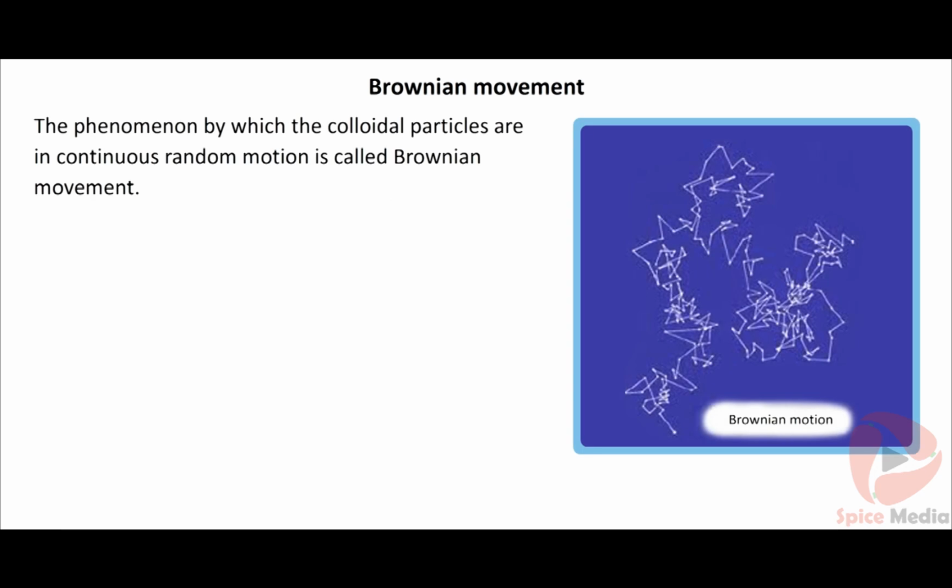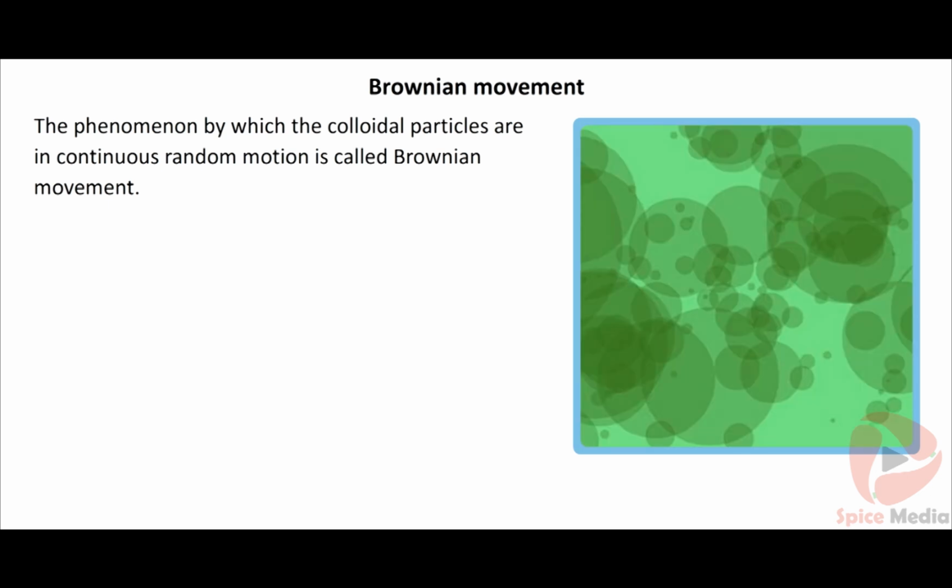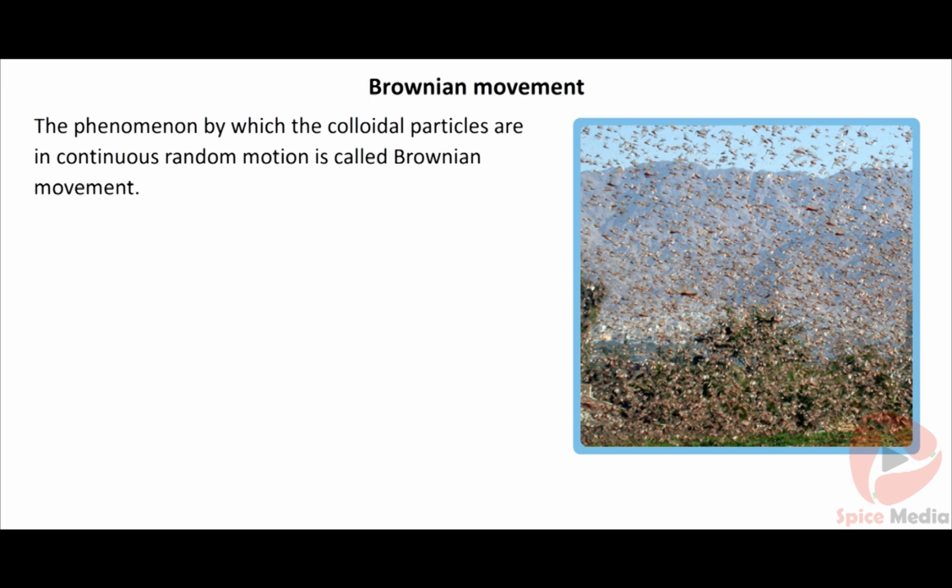Brownian movement is named in honor of Robert Brown, a biologist. He observed the motion of the particles in suspension of pollen grains in water. The phenomenon by which the colloidal particles are in continuous random motion is called Brownian movement. Click on the animation button to view the animation.